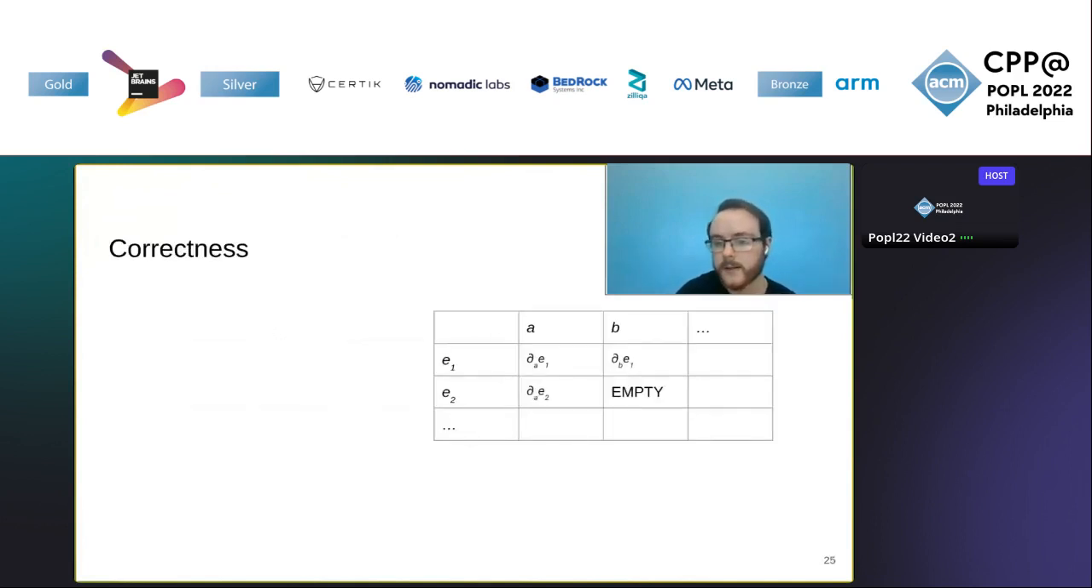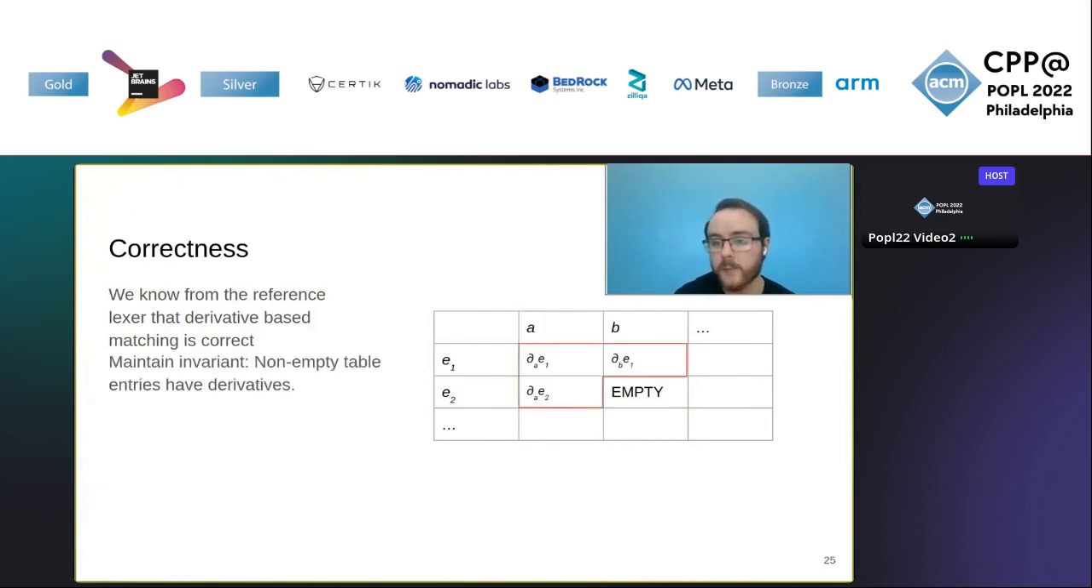So in terms of correctness, we know that taking derivatives in this way is valid. We know this because of our reference lexer and its proof. So if we default back to the on-the-fly regex matching, that's perfectly fine in terms of correctness. Otherwise, we're going to use this table when we can, and we're going to maintain the invariant that non-empty table entries have derivatives. And this is sort of just by construction.